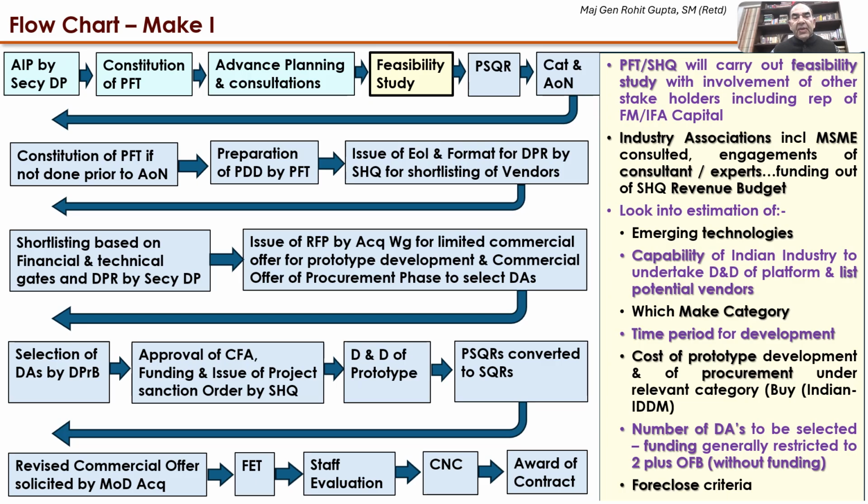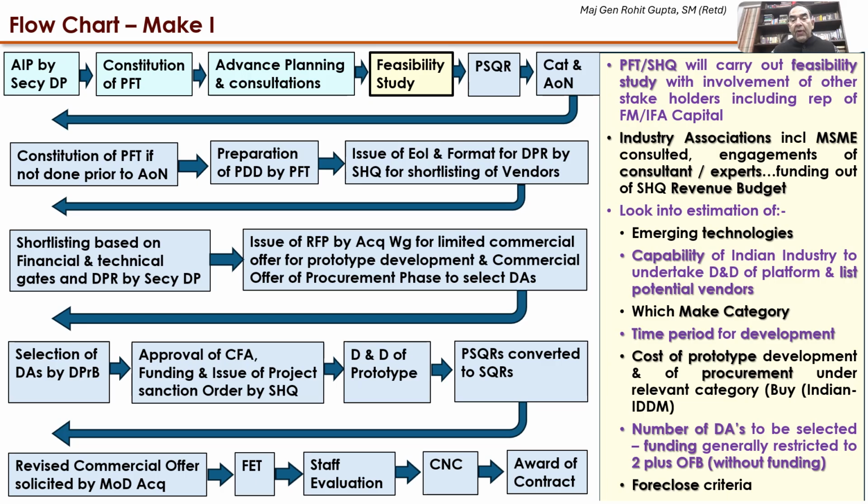Next step is the feasibility study. The project facilitation team of the SHQ will carry out the feasibility study with the involvement of other stakeholders, including the representation of the finance manager and the IFA Capital. Industry associations like FICCI, CII, and SIDM, including MSMEs, are consulted. Engagement of consultants and experts can also be carried out. Funding of all these is through the SHQ revenue budget.